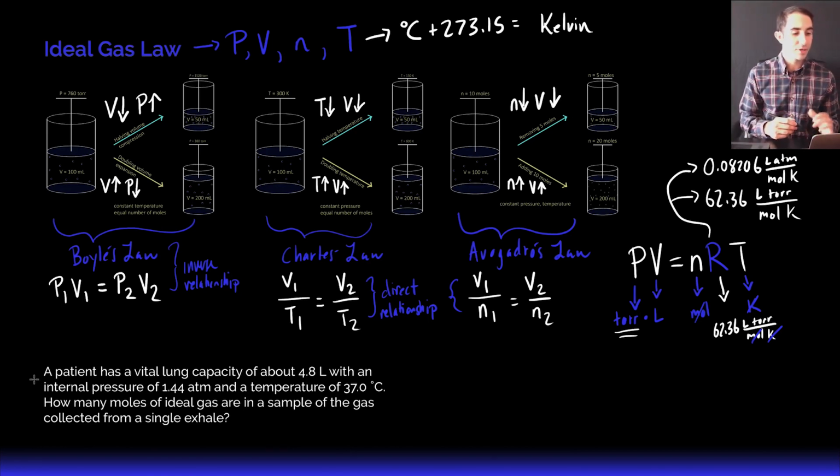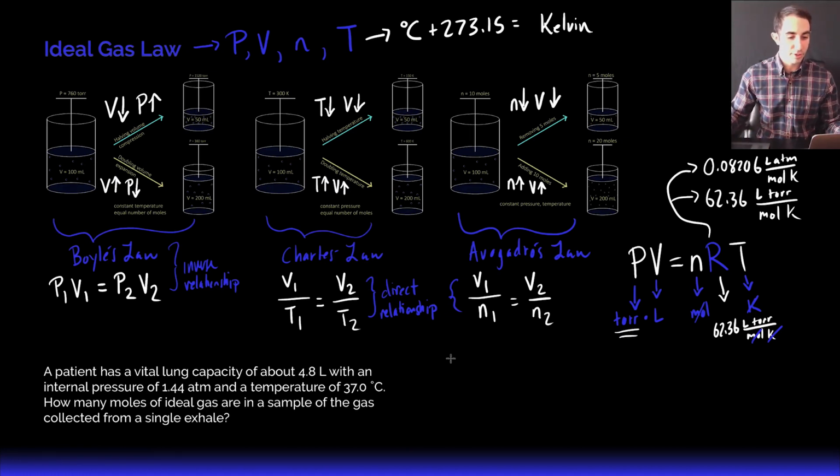And this is that a patient has a vital lung capacity of about 4.8 liters with an internal pressure of 1.44 atmospheres and a temperature of 37.0 degrees Celsius. Now, a vital lung capacity is just going to be the maximum amount that that patient can exhale. And so the question is, how many moles of ideal gas are in a sample of the gas collected from that single exhale? And so when I'm looking at this question, what I see is a bunch of my terms. I see pressure, I see volume, and I see temperature, and I'm asked for the number of moles.